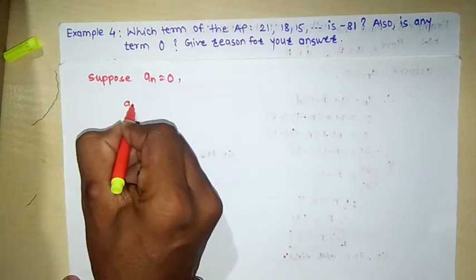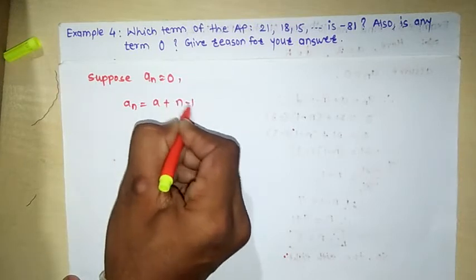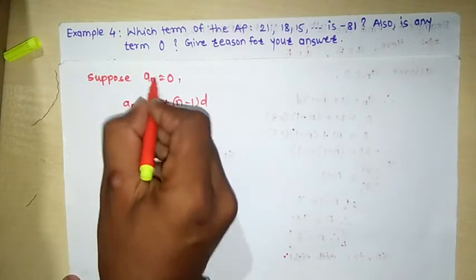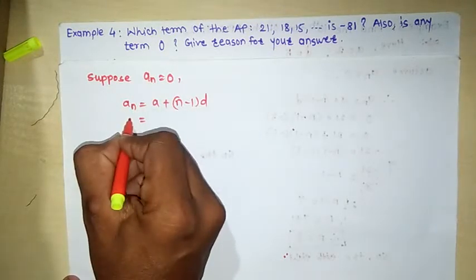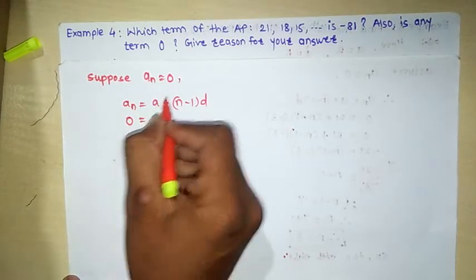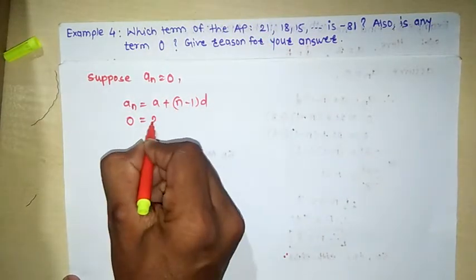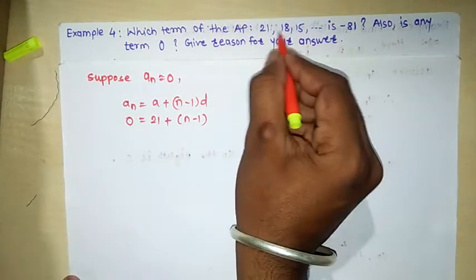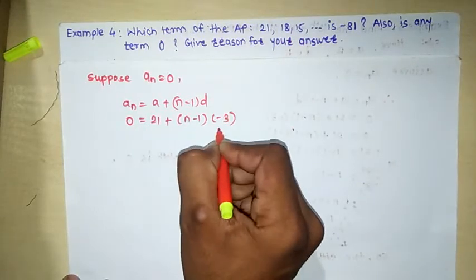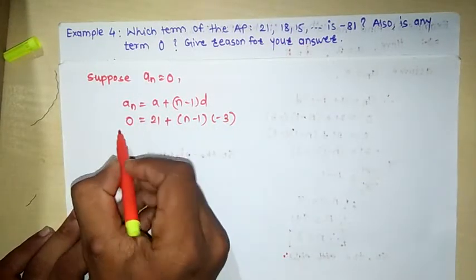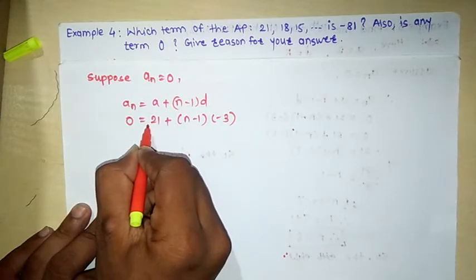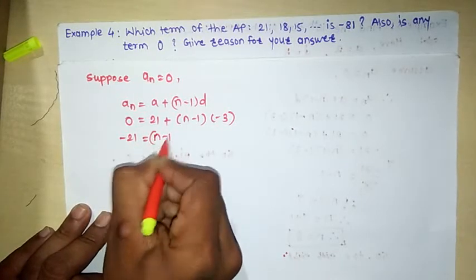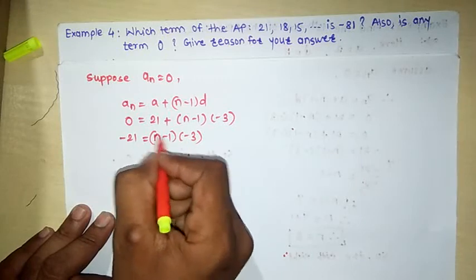Now we have the formula an is equal to a plus n minus 1 into d. This is the general formula for the arithmetic progression. Here the nth term we have assumed as 0. We will put the value an is equal to 0, and a is the first term, that is 21, and n minus 1 as it is. What is the common difference here? The common difference is minus 3. Put here minus 3. Now send this 21 towards the left hand side. Here it is positive, so it will become negative: minus 21 is equal to n minus 1 into minus 3. Now send this minus 3 towards the left hand side.